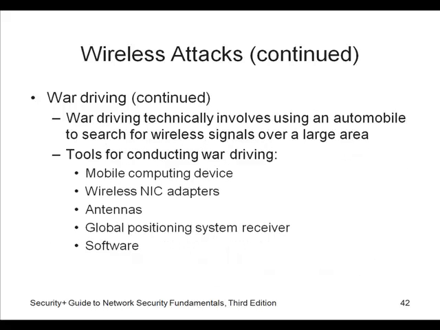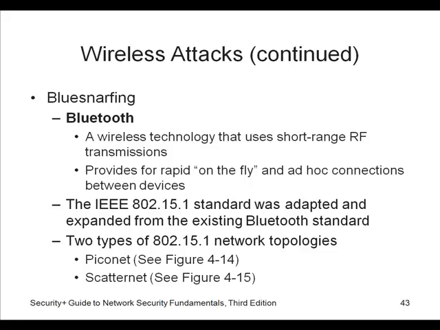Wireless location mapping, war driving, technically involves an automobile, but you can use it walking also. Tools: a mobile computing device, wireless NIC, antennas, and GPS on the computer is kind of helpful for mapping these things also. And then some sort of software to actually find the systems.